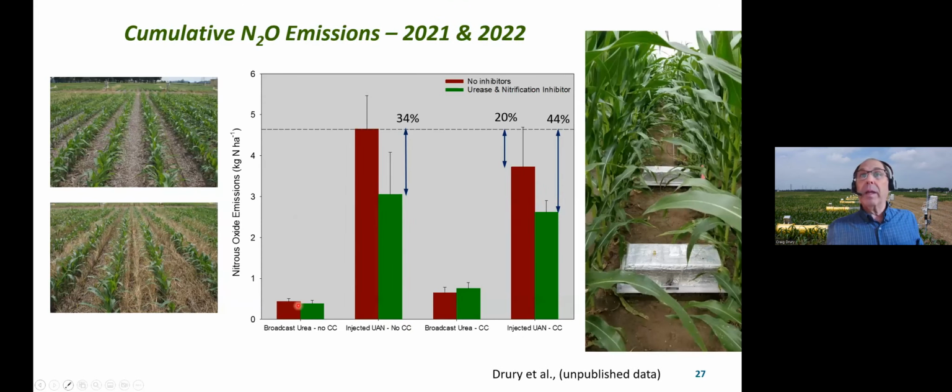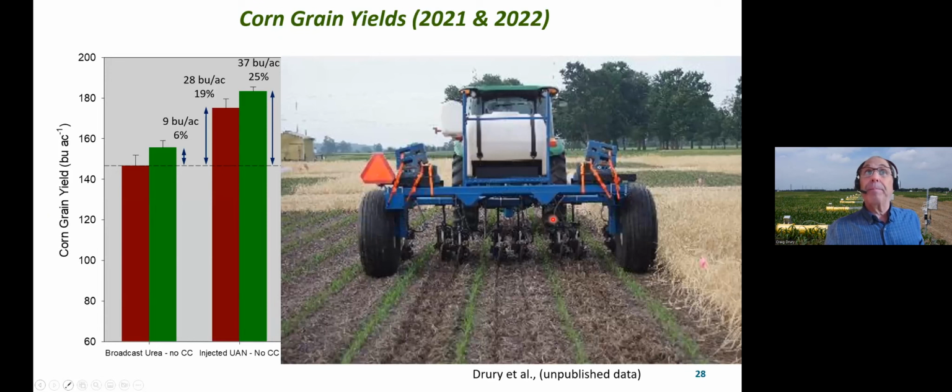N2O emissions, here we also see low with the broadcast urea because of that, most of that N, 50 kilograms, was lost to ammonia, so there wasn't a lot left later in the season for N2O emissions. We saw a 34% reduction with the injected, no cover crop, inhibitors, and going with the injected UAN, a 20% reduction in emissions with cover crop, and with the inhibitors, 44%. So a very effective way, and also the benefits of adding a cover crop to the system.